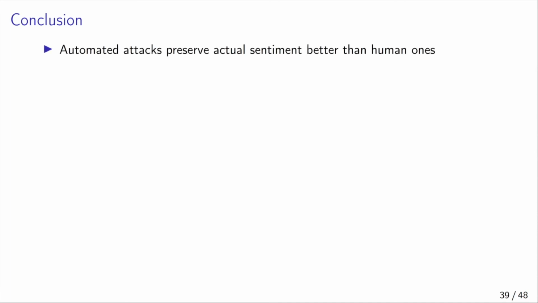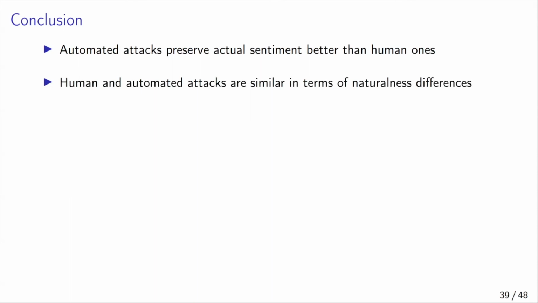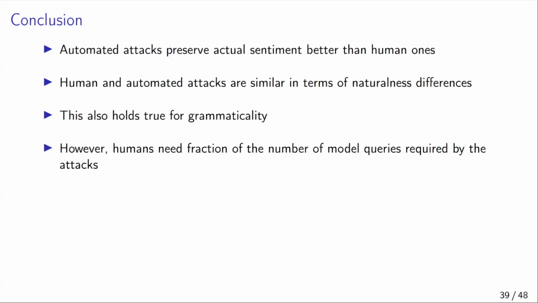So to conclude the findings in our second project, we have seen that automated attacks preserve actual sentiment better than human ones. Human and automated attacks are similar in terms of their naturalness, so we didn't find anything statistically significantly different here. This also holds true for the grammaticality. However, humans need only a fraction of the number of model queries required by the automated attacks. And this is something which is quite interesting.